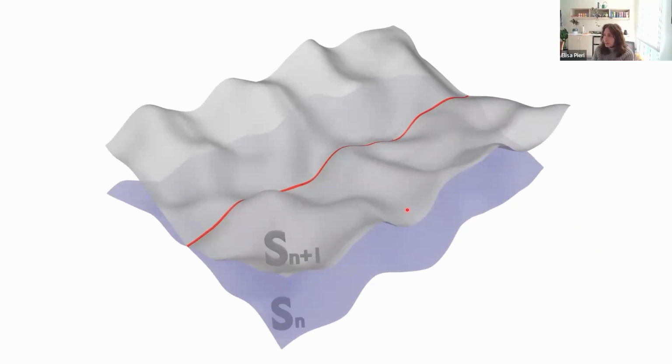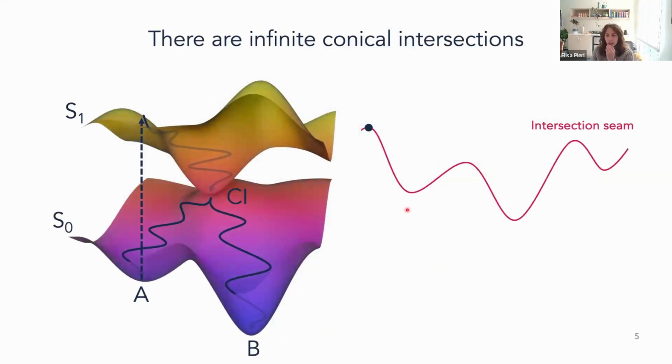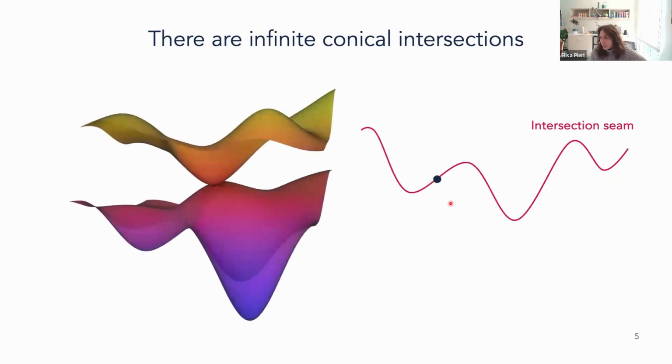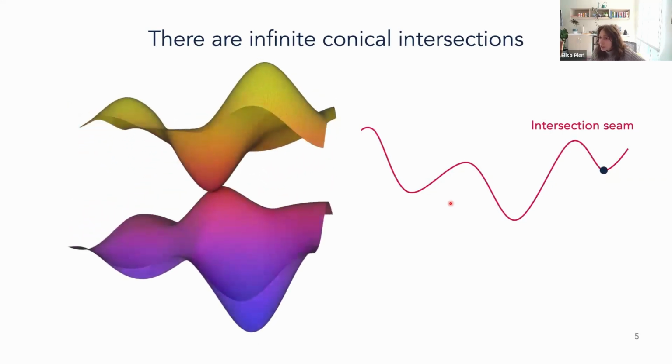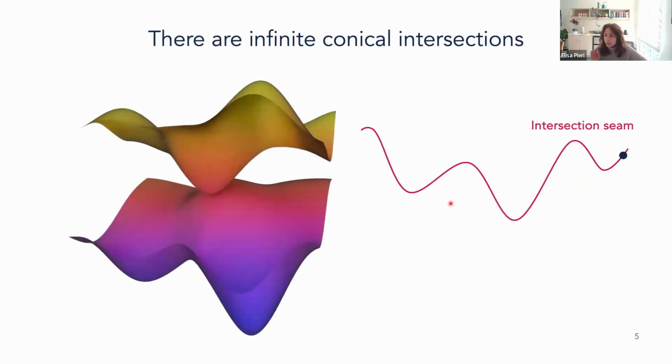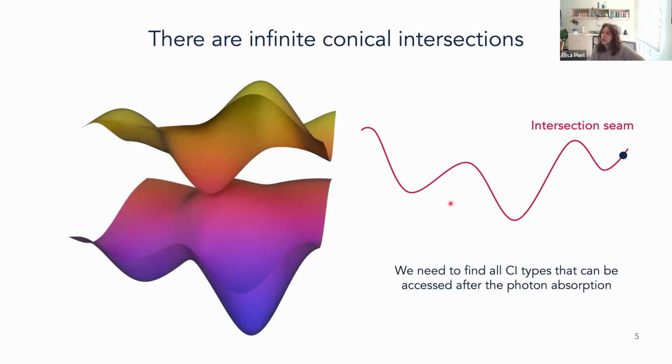So how do we find them? And just to, again, stress this point, if I walk along the red line, the intersection seam, all of the points composing it are conical intersections. They might bring to different photoproducts, they might have different characteristics, but there are still points of degeneracy between the two electronic states. So maybe if I am able to find all these different types of conical intersections, I might find some information about what happens after I absorb a photon.